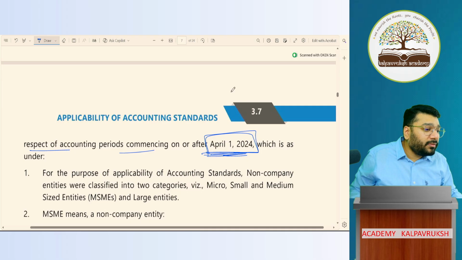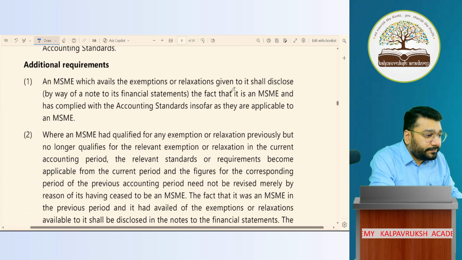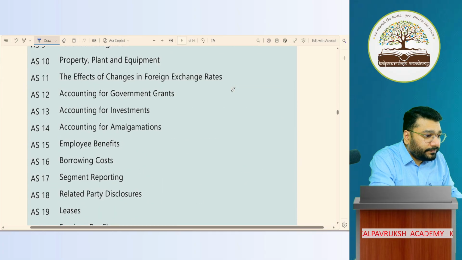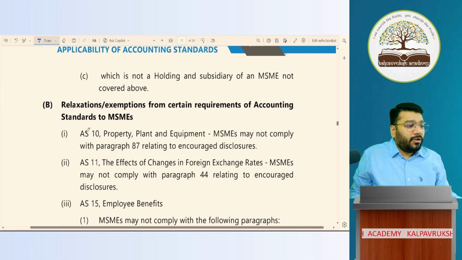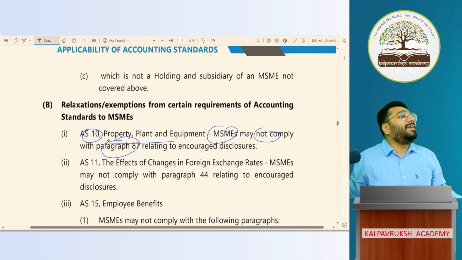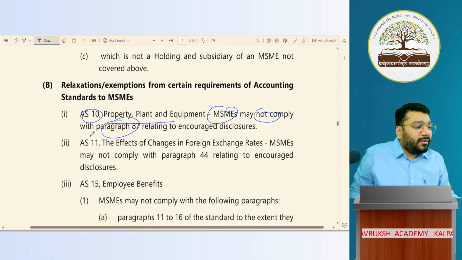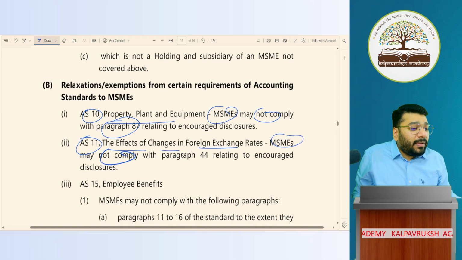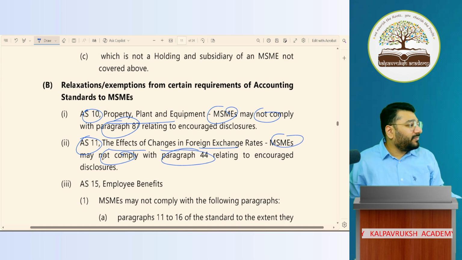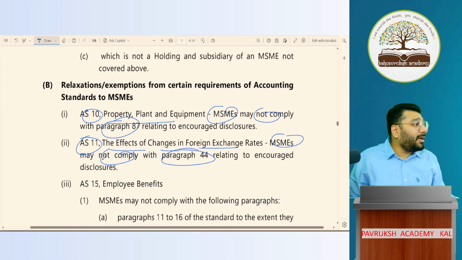This is mentioned in your textbook. For example, AS 10, which talks about property, plant and equipment: MSME need not comply with para 87. If you are going with AS 11, which talks about the effects of changes in foreign exchange rates: MSME need not comply with para 44. Now in the exam, should we remember this or not? If your question is about this, you have no choice but to remember.